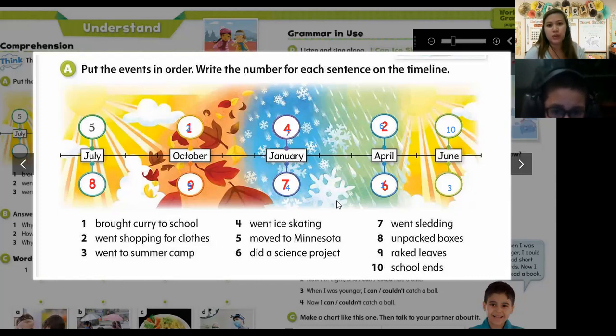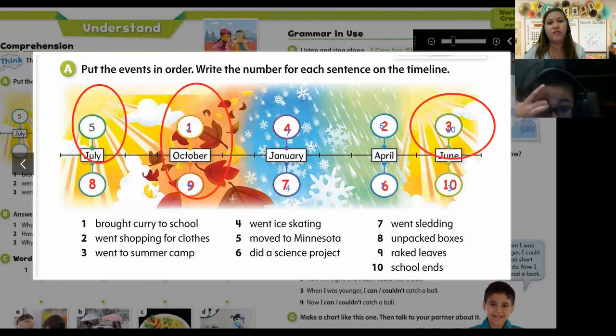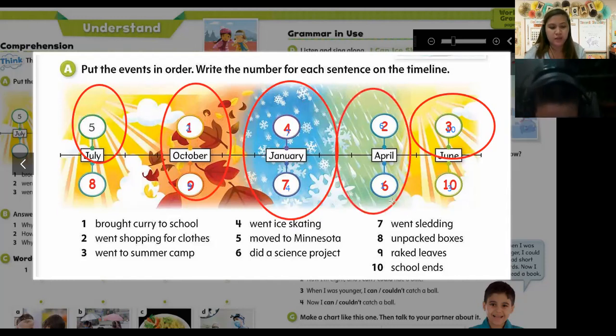And then, in April, okay, so this one is the 2. So, they went shopping for clothes and did a science project. Wow, very good. And on June, we have it here. Okay, so you're correct. It's they went to a summer camp and school ends. Okay, there you go. So as you can see, we have different seasons. This is summer. This is fall. Winter. Okay. Rainy season. So that's in Minnesota. Okay, so there you go.